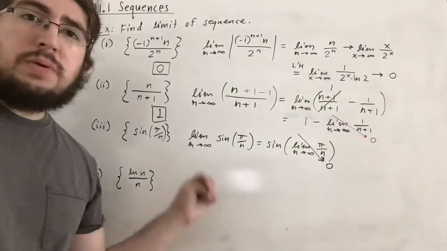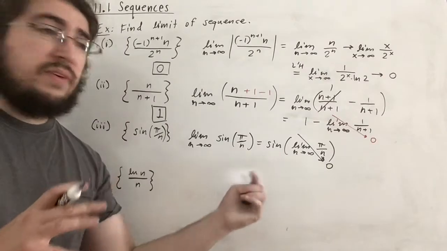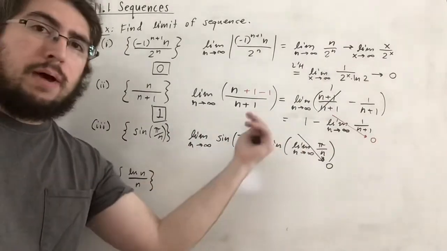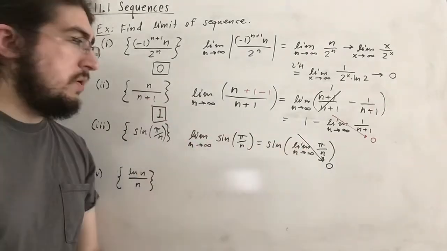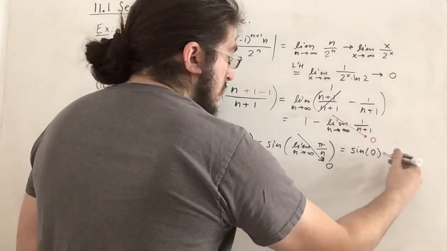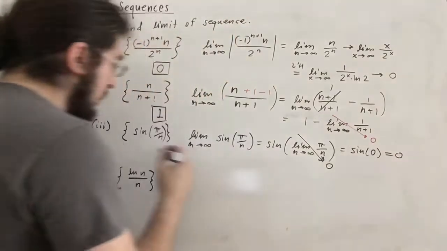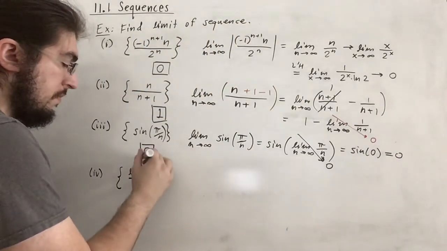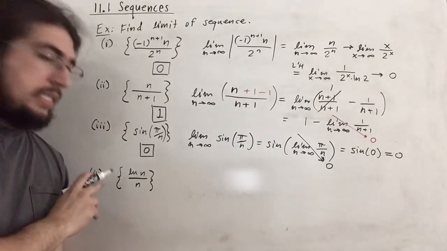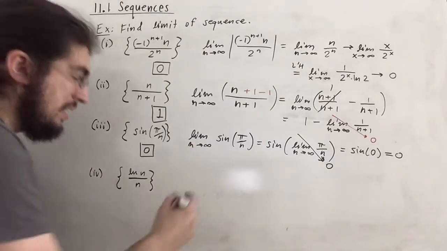And the reason there is because n, the denominator, will approach infinity where the top just stays pi. It's just a constant. Or again, if you pull pi out, you'll get pi times 0. It's still 0. So really this is just sine of 0, which goes to 0. So the limit here is 0.